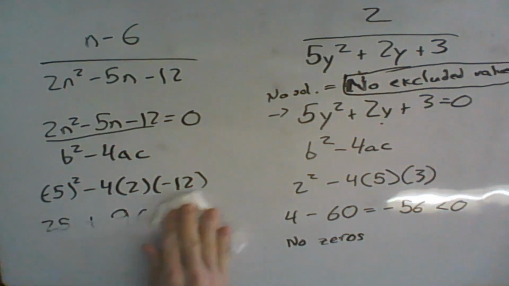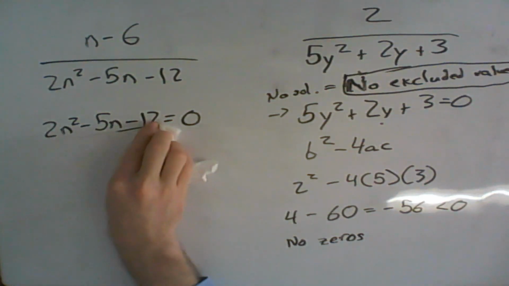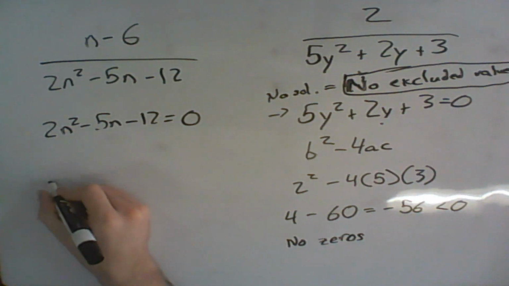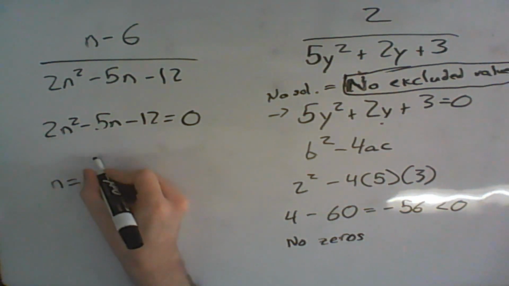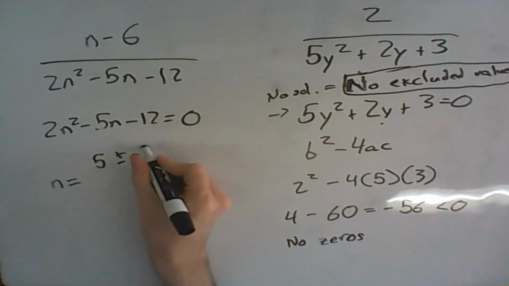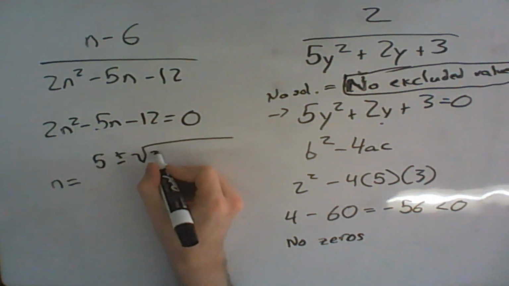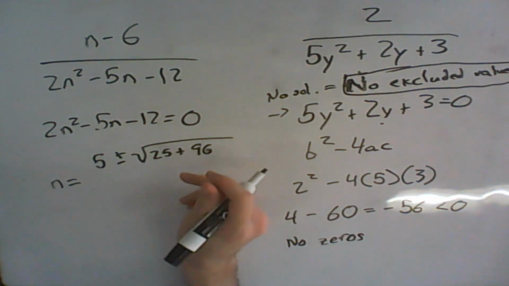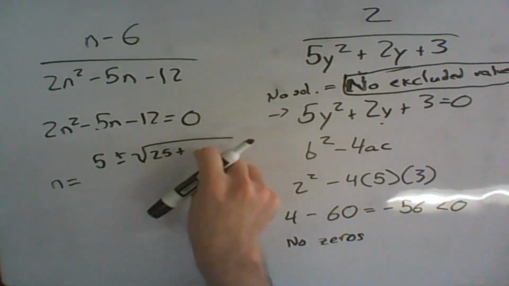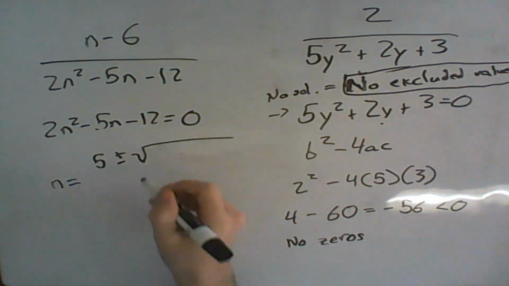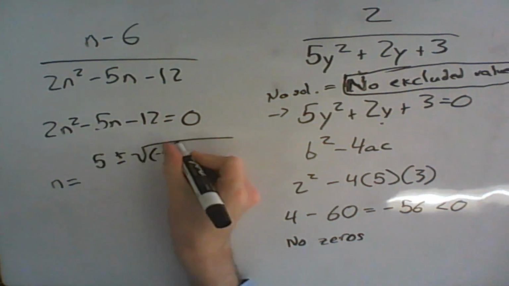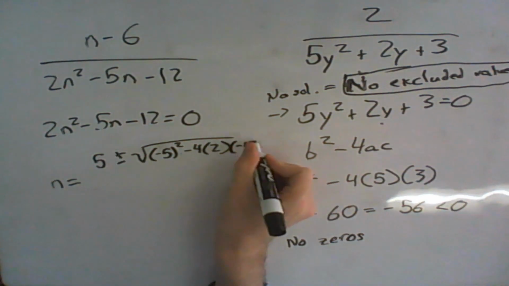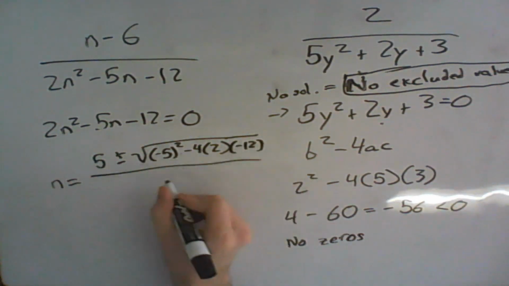So if you have two solutions, we can solve this. Then we would go back, and we can either FOIL or use the quadratic formula. I'll just use the quadratic. So we get n equals negative b, so 5, plus or minus the square root of b squared, 25 plus 96. Sorry, we already did this. That's the discriminant right there. So I'll just show the work: negative b plus or minus the square root of b squared minus 4ac, and then all over 2a.